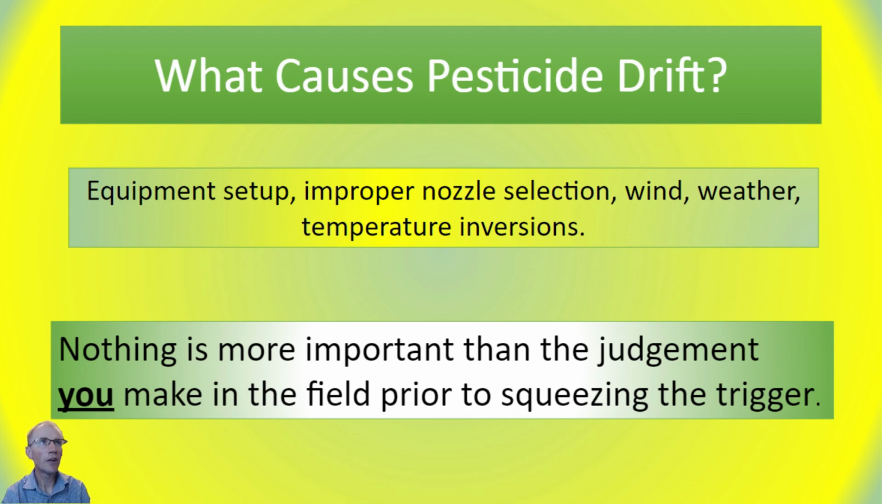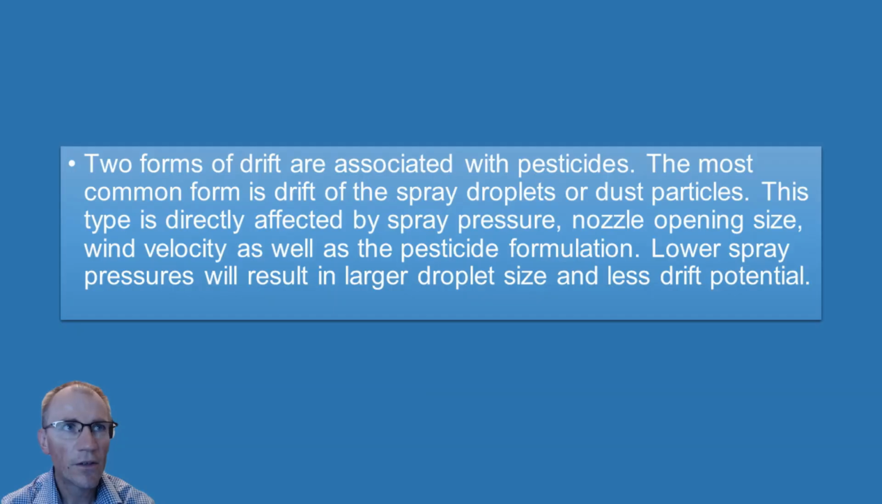An important thing you can do with this is read the label and make sure what it says about drying time of the pesticides and things like that. Sometimes the label will say if there's rain imminent in the area, do not put the product out. So lean on the label to help you when making these types of decisions. Two forms of drift are associated with pesticides. The most common form is drift of the spray droplets or dust particles. This type is directly affected by spray pressure, nozzle opening size, wind velocity, as well as the pesticide formulation.